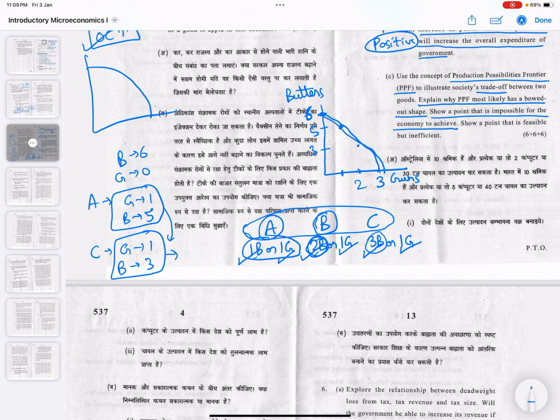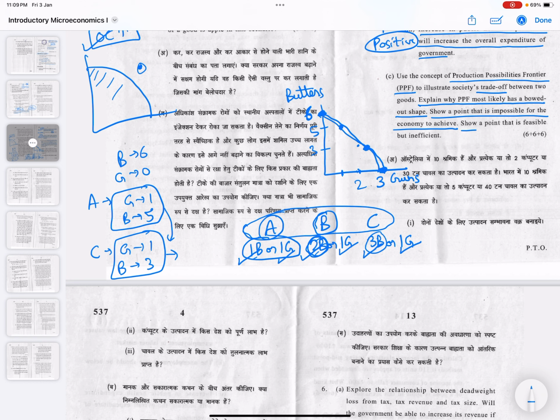Okay, trade-off, you can show various points. So at this extreme point, you are producing only guns, a combination of guns and butter, and here you are producing only butter. Okay, show a point that is impossible for the economy to achieve. So first you need to give the definition of production possibility frontier. It's a graphical representation which shows the combination of two goods that can be produced given the resources that an economy has. Now, all these points are achievable. So any points outside it won't be achievable.